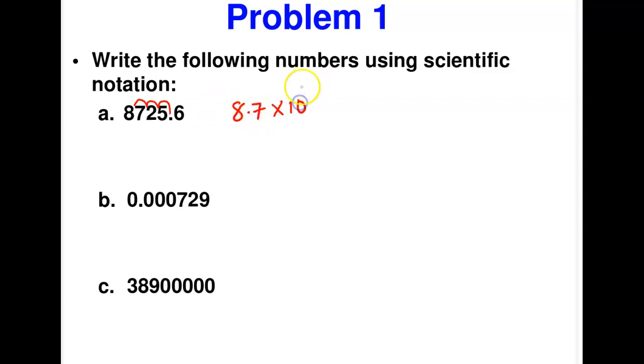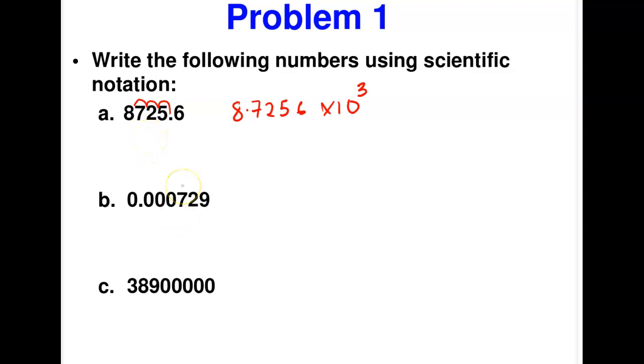times 10 to, you see, I almost made that mistake too. I have to represent all the numbers. So it's supposed to be 8.7256 times 10 to the power of 3. And you see here, since the number is greater than 1, the exponent is going to be positive.